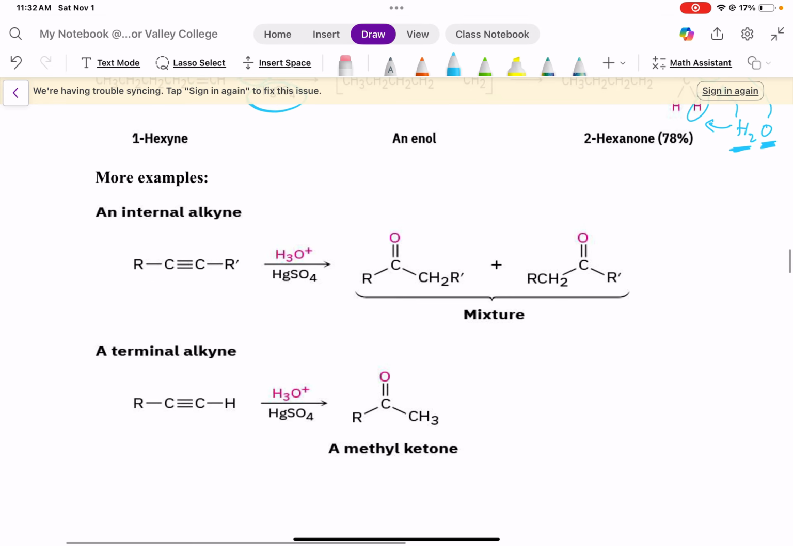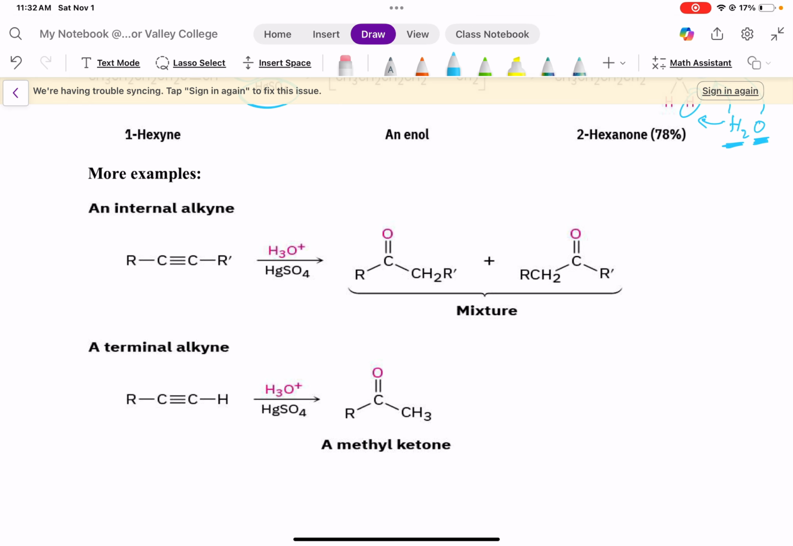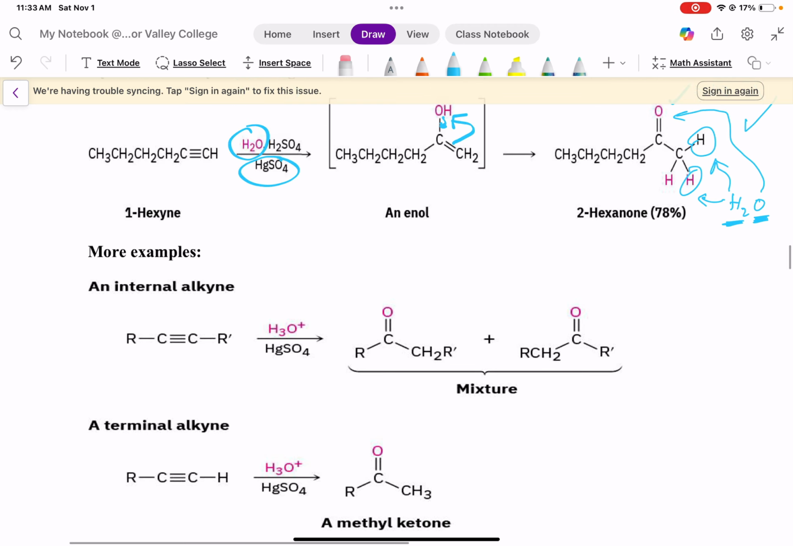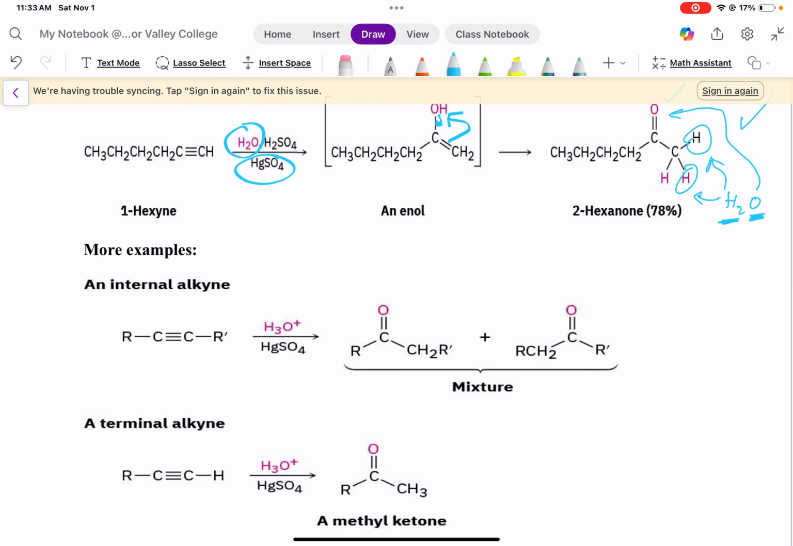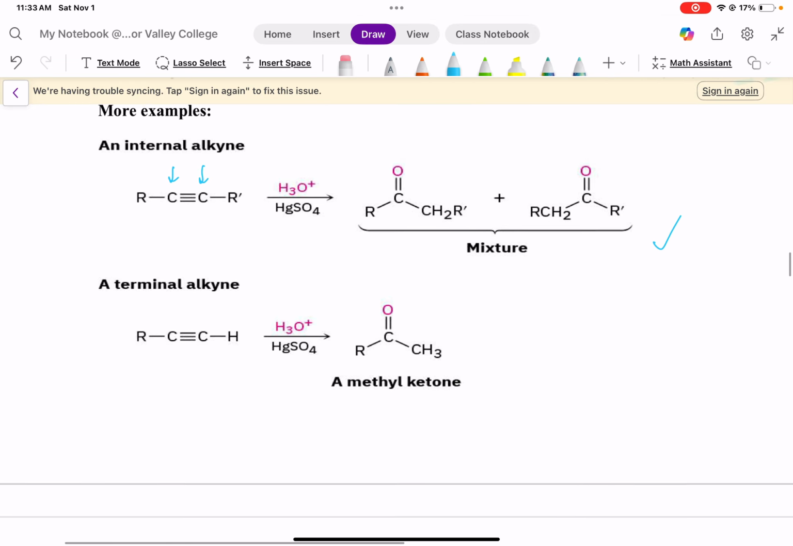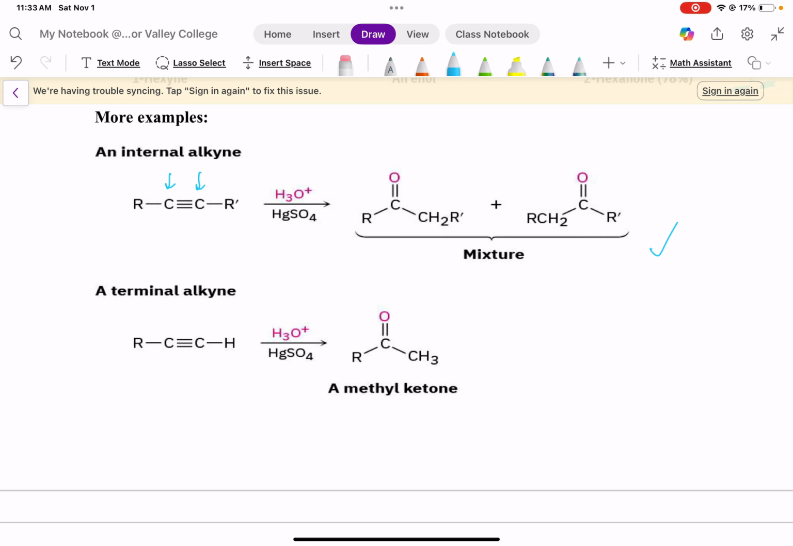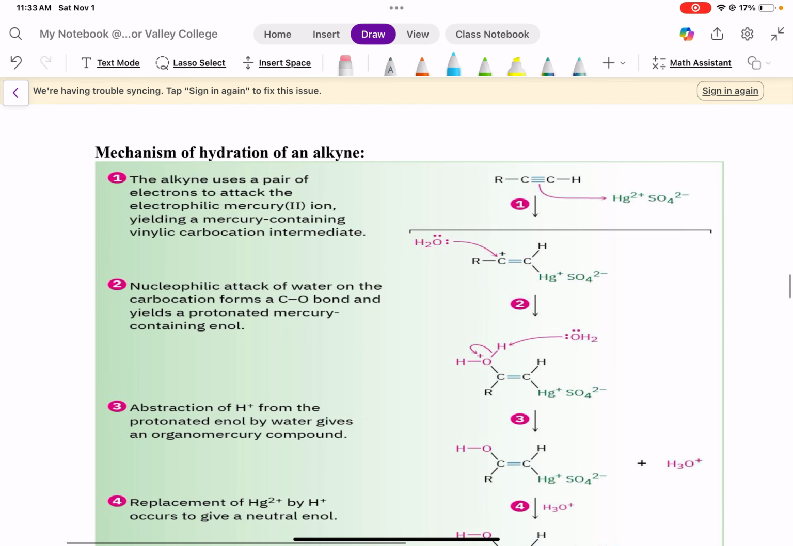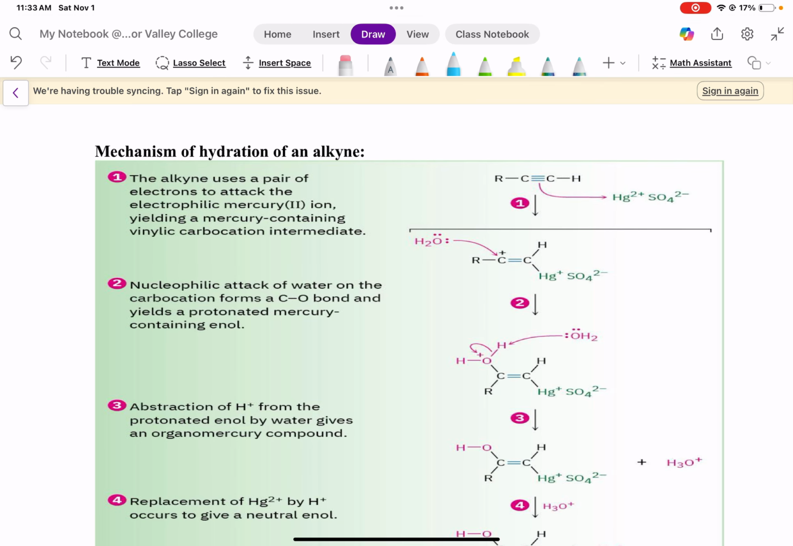Okay, now for internal alkyne, you got two different carbons, so you got a mixture of the two ketones. If you got a terminal, obviously the oxygen is going to be right there, and the 2 hydrogens can be right there, right? Pretty cool. Take a look real quick at the mechanism.